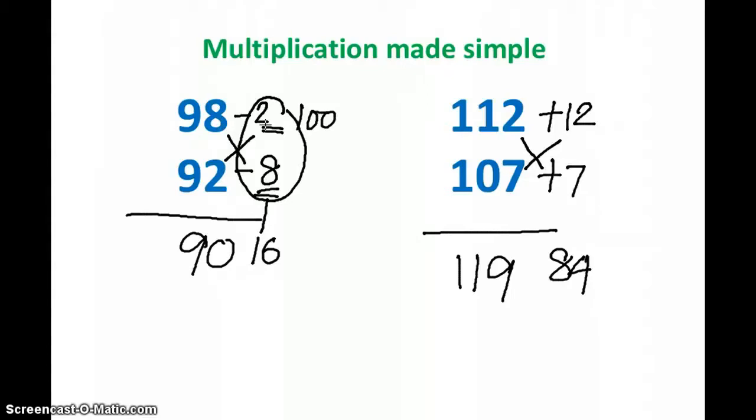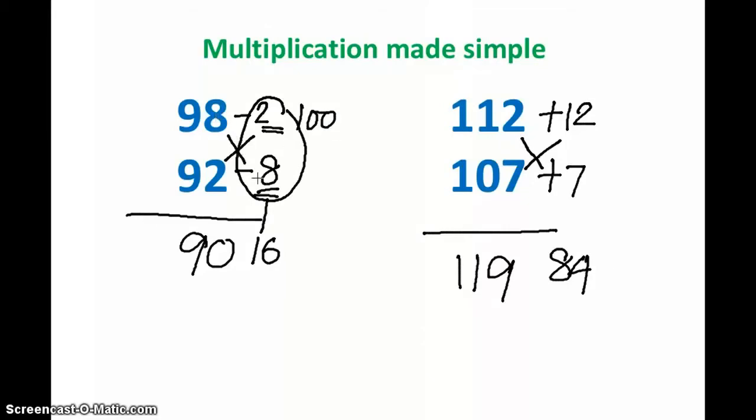Why are you doing subtraction here? Because the numbers are less than the base, which is 100. But in the other case where we are multiplying 112 and 107, the numbers are more than the base, that is 100, so we are doing a cross addition. So it is very simple to remember. If the numbers are less, then subtract it. If the numbers are more, then add it.